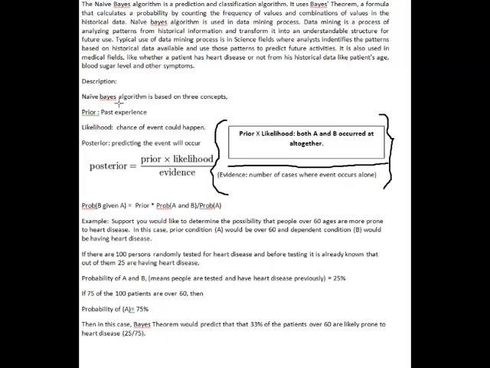Now there is one more important piece of information over here, which is the evidence, the total number of cases when the event occurs alone, which we use to calculate our algorithm. We will see that later in our example. So let's see this with an example.